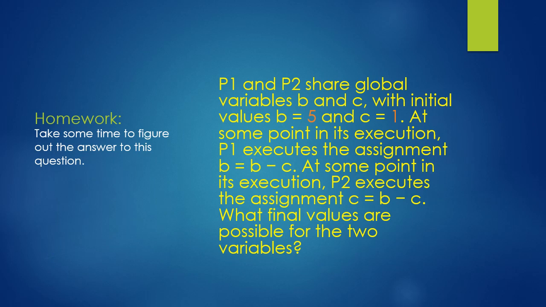I have just discussed a similar example. Now I want you to take some time to figure out the answer to this question. P1 and P2 share global variables B and C with initial values B equals 5 and C equals 1. At some point in its execution, P1 executes the assignment B equals B minus C. At some point in its execution, P2 executes the assignment C equals B minus C. What final values are possible for the two variables?